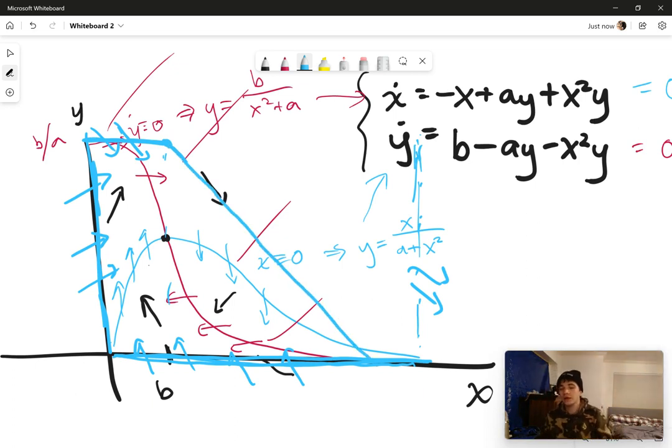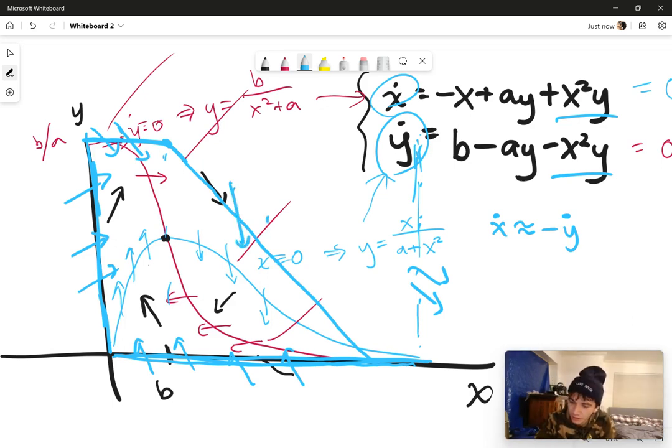And the reason why is because if we look at, for large enough values of x, you can see that x dot and y dot are governed by these two terms here. And these two terms are essentially going to mean that x dot is going to be approximately equal to negative y dot because they're equal in magnitude. And so now I just want to compare the actual values of x dot and negative y dot. Okay, and if negative y dot is greater in magnitude than x dot, that means that I'm going to have flows that go down more vertically than they do horizontally.